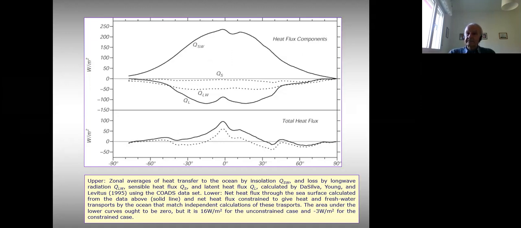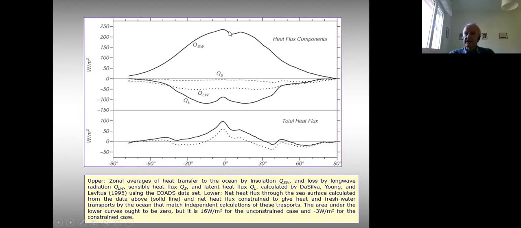Here is the heat flux component as a function of meridional, north-south. Here is minus 90, plus 90. This is the equator. This is the south pole, north pole, and this is the solar radiation. This is the long wave radiation. No, sorry. This is the insolation. That's insolation, which reaches the ocean.